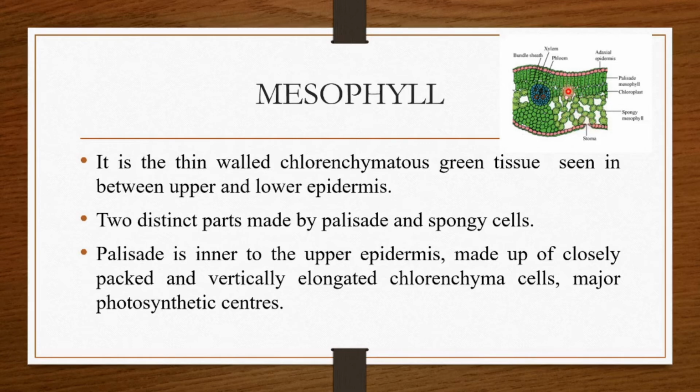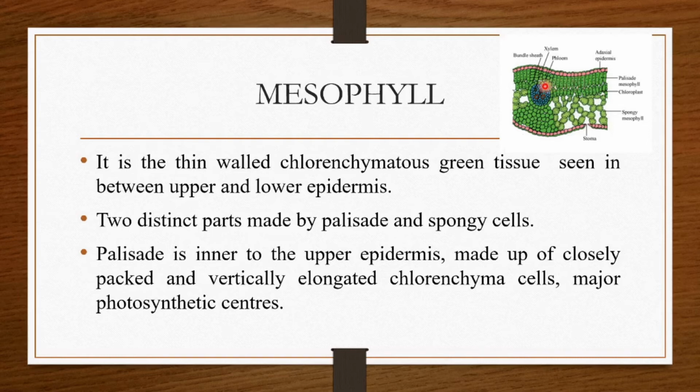And these palisade cells are closely packed and vertically elongated chlorenchymatous cells with numerous chloroplasts and little or no intercellular spaces. And these palisade cells are the major photosynthetic centers of the leaf because they are close to the upper epidermis or close to the upper surface, so that they can receive maximum sunlight for photosynthesis.